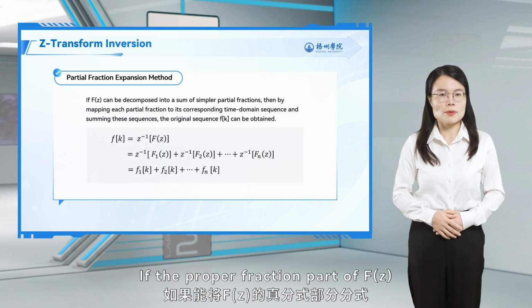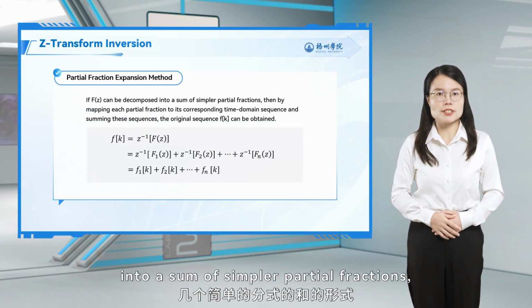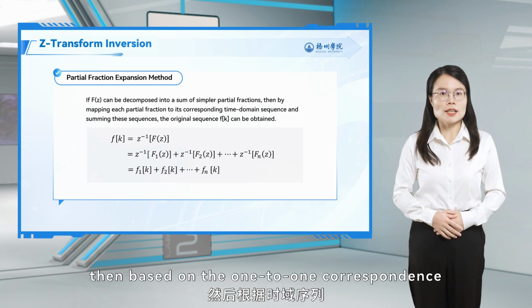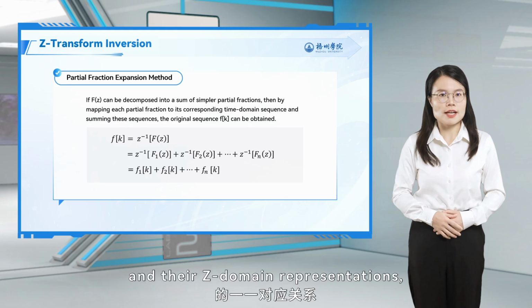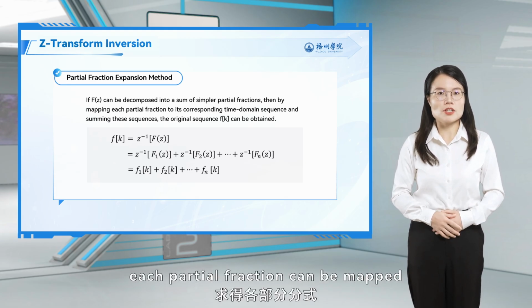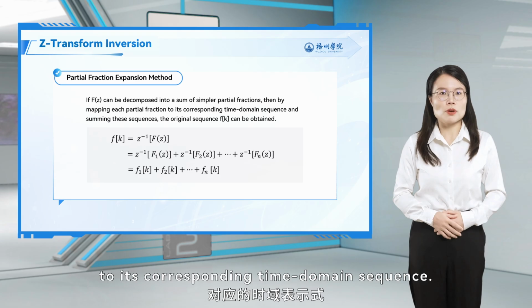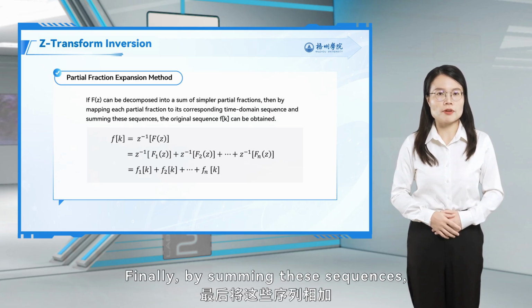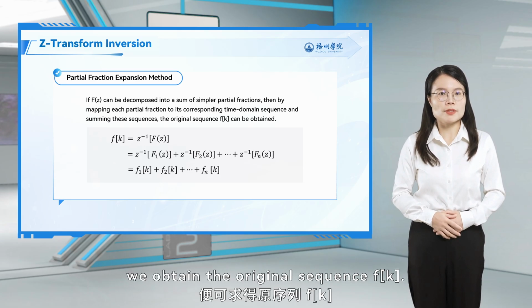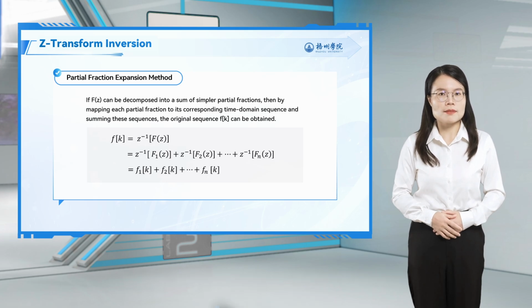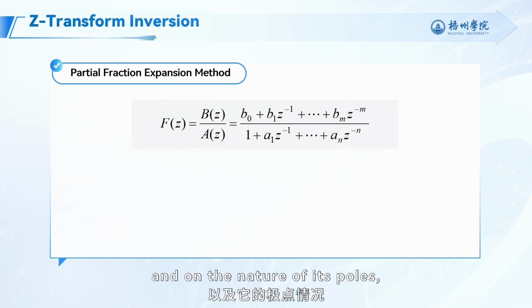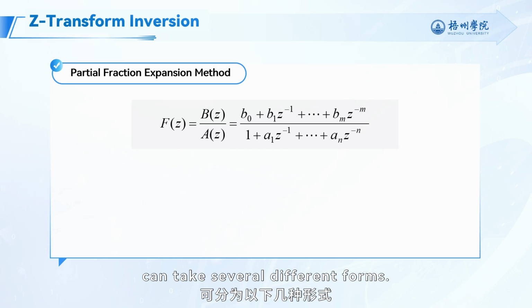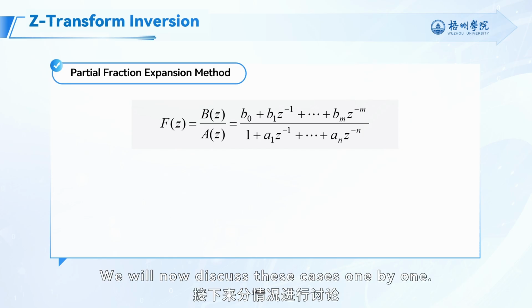If the proper fraction part of F(z) can be decomposed into a sum of simpler partial fractions, then based on the one-to-one correspondence between sequences in the time domain and their Z-domain representations, each partial fraction can be mapped to its corresponding time domain sequence. Finally, by summing these sequences, we obtain the original sequence f(k). Depending on whether F(z) is a proper fraction and on the nature of its poles, the partial fraction expansion can take several different forms. We will now discuss these cases one by one.